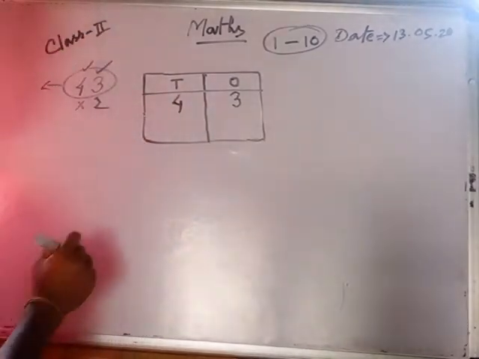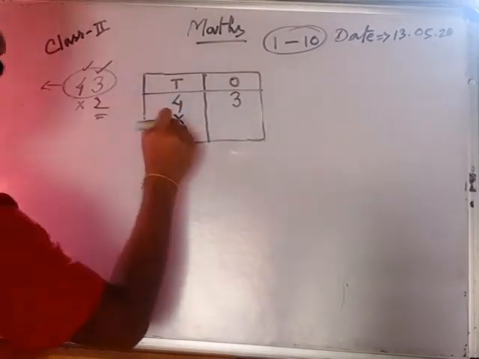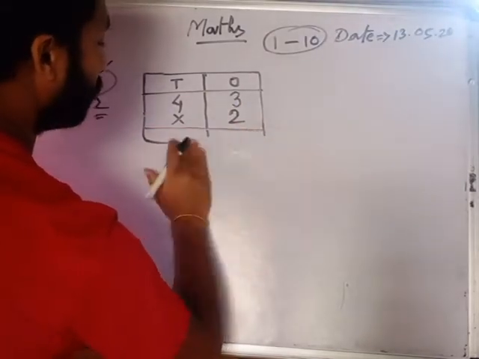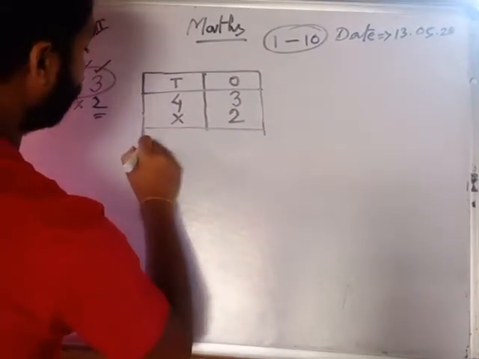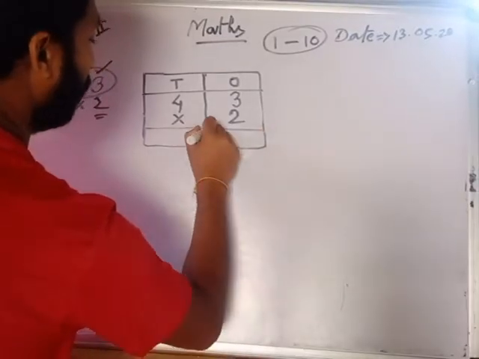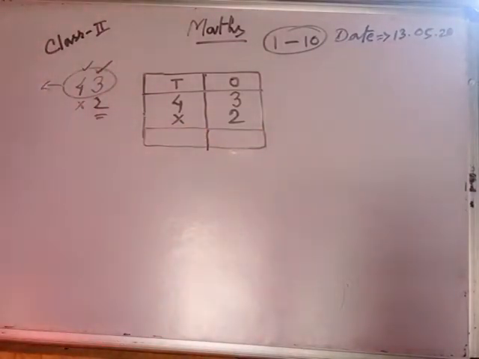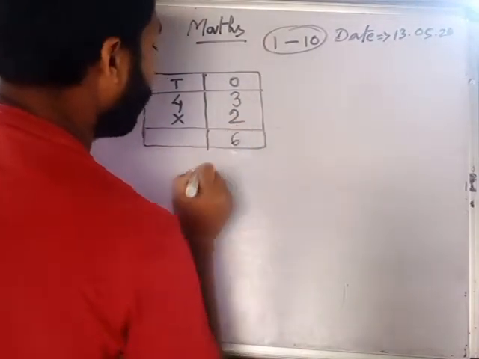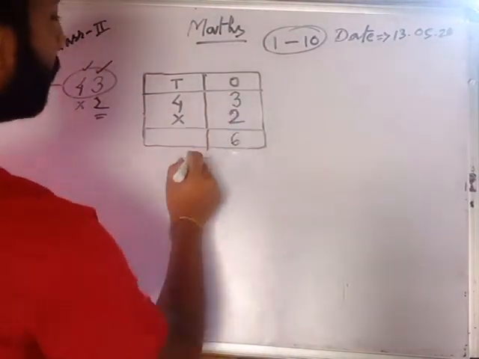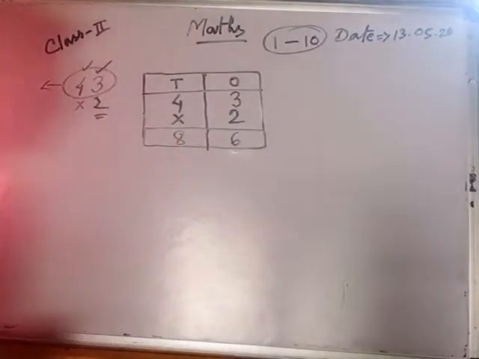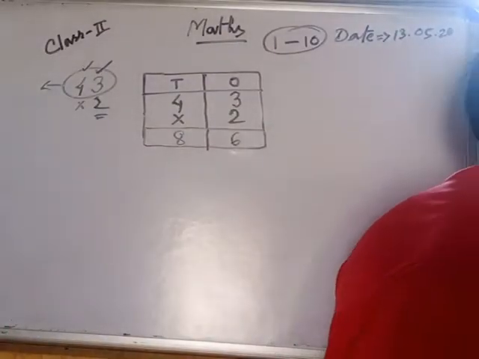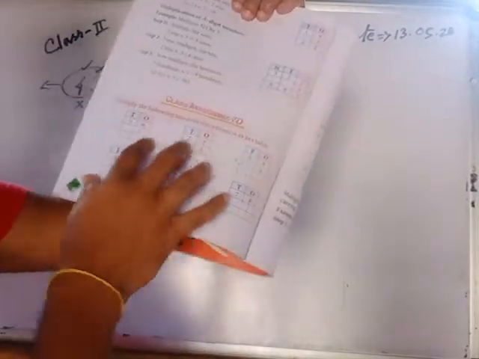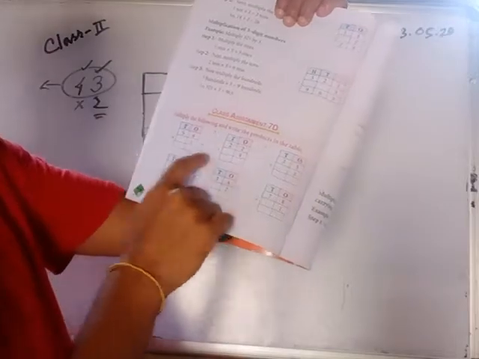After that we should multiply with 2, that means the multiplier is 2. So 3 2s are 6. You already know the table of 2 or 3. 3 2s are 6 and 4 2s are 8. So we will do it like this. So many tables are there. We will write the products in a table.